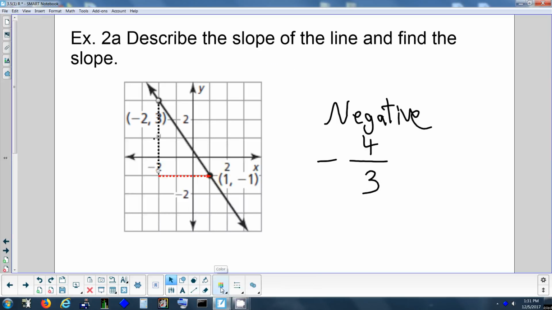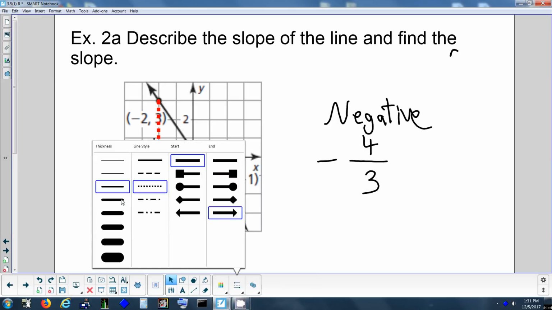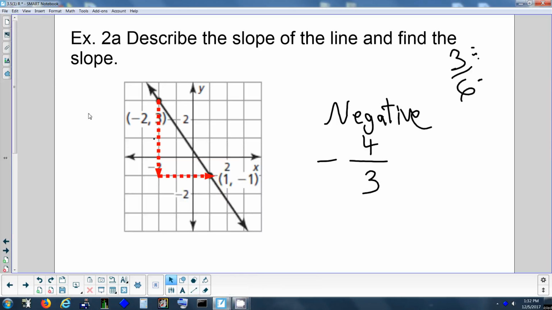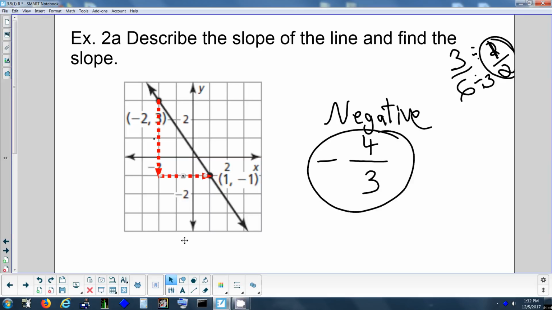No. Again, if this was 2, yes, they go in evenly. The number would be 2. But it's a 3. If this is a 4, same thing. If it was like 3 over 6, 3 goes into both. It should be 1/2. That's what I'm talking about. But this, there's nothing I can do. So the description, describe the slope, it's negative. Find the slope, it's negative 4/3. So on your notes, your slope description is negative. Your slope is negative 4/3.